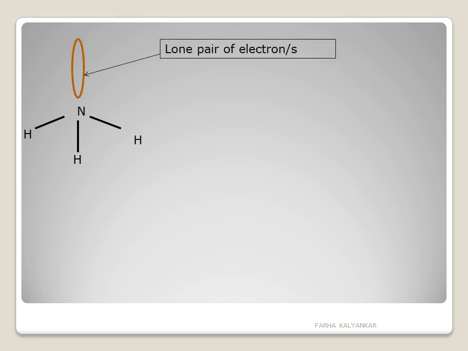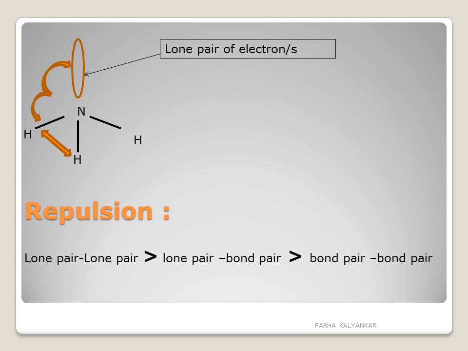The structure of ammonia depends on the force of repulsion that occurs between lone pair and bond pair, and also between bond pairs. The extent to which this repulsion occurs is given as: the repulsion between lone pairs is more than lone pair-bond pair, which in turn is more than bond pair-bond pair. So now you know why the structure of ammonia is so distorted.